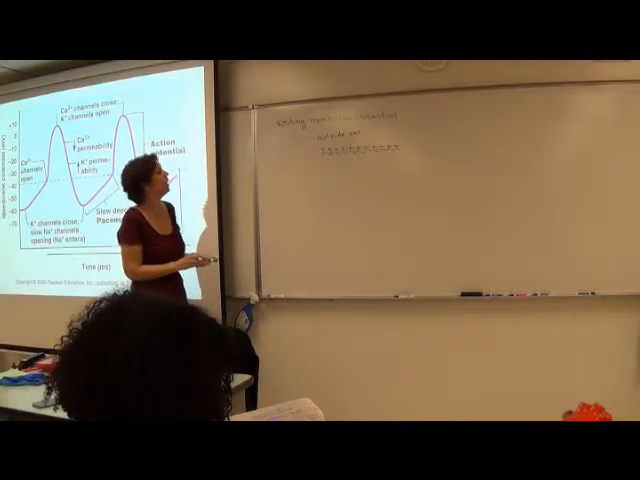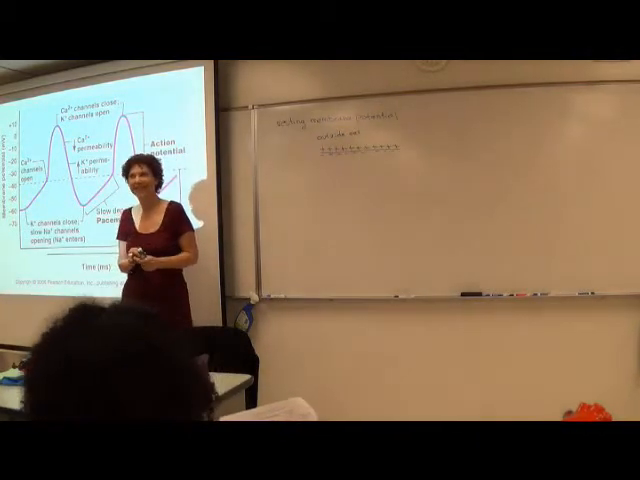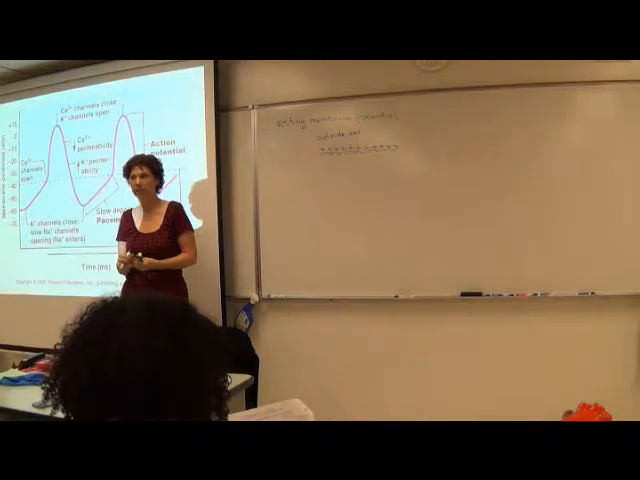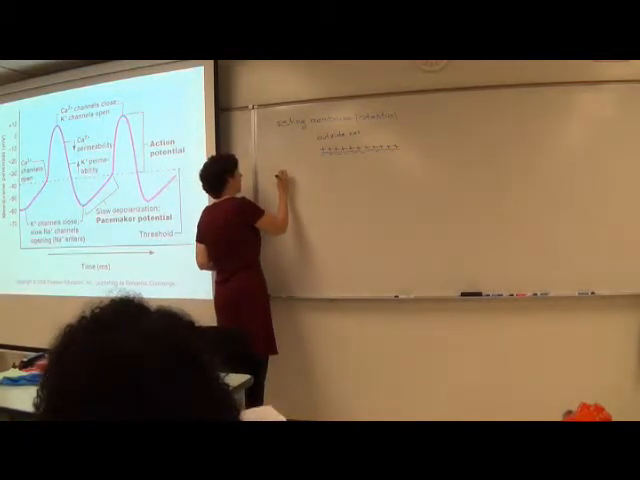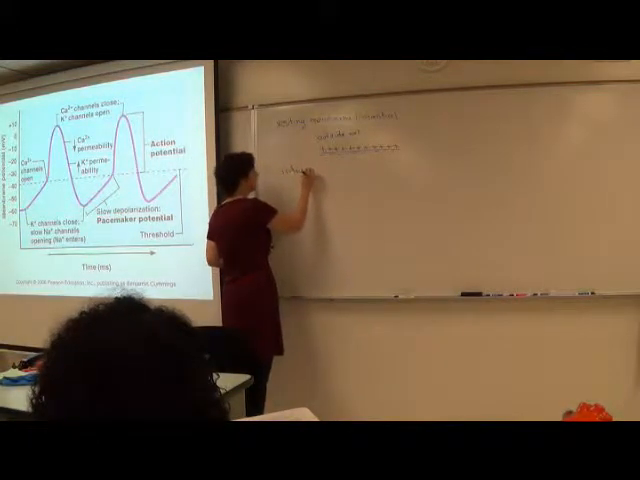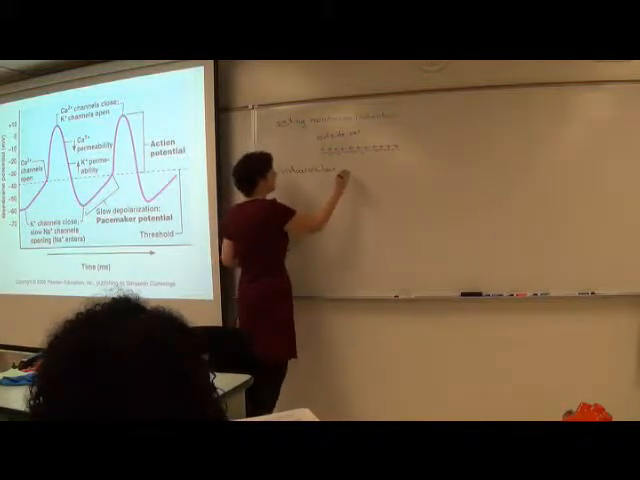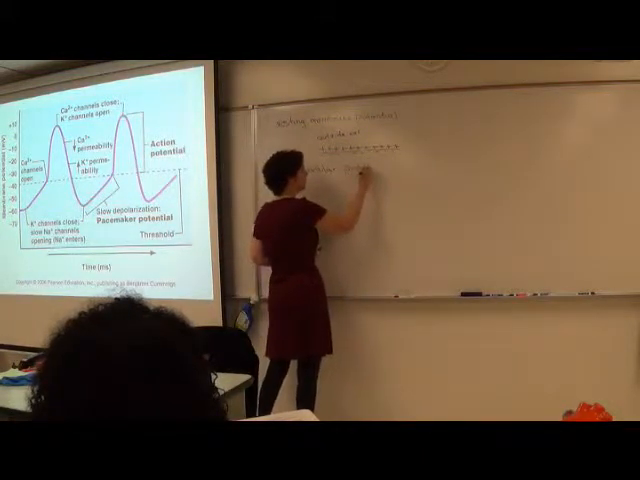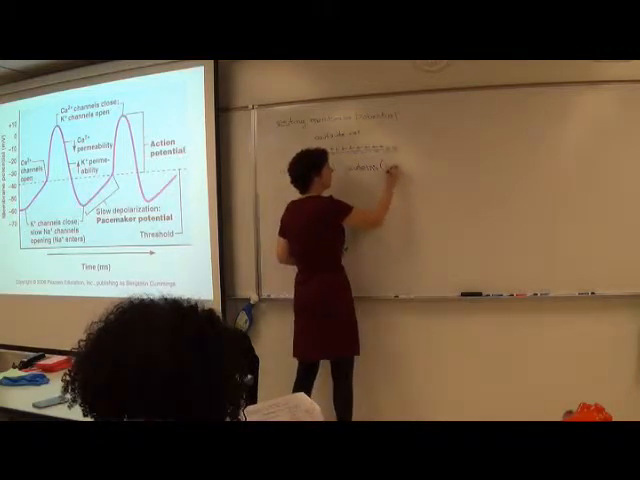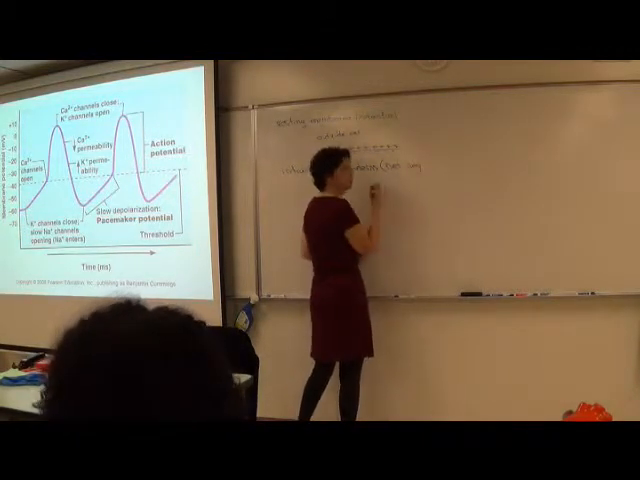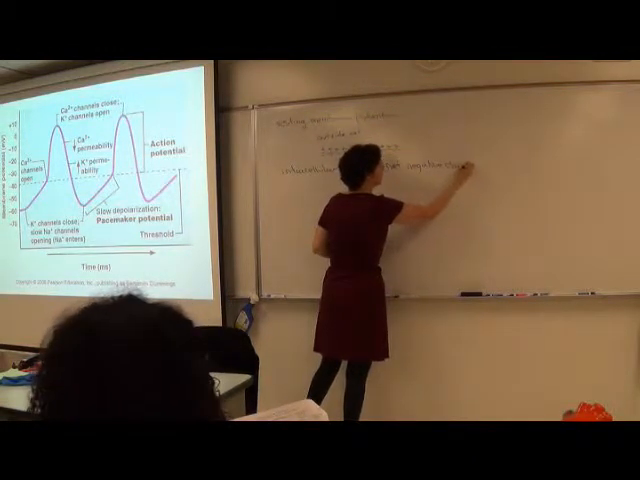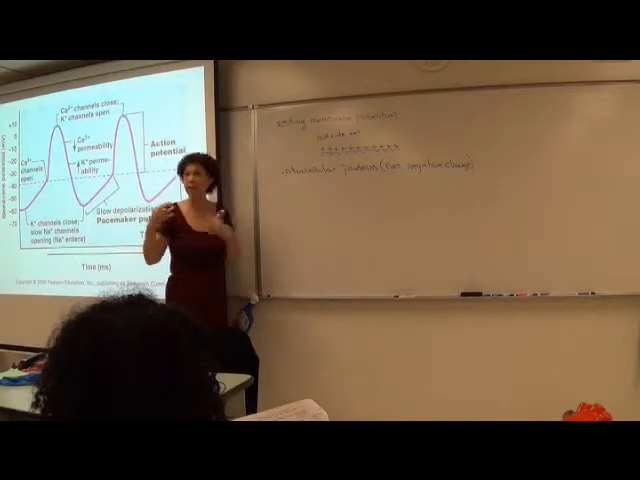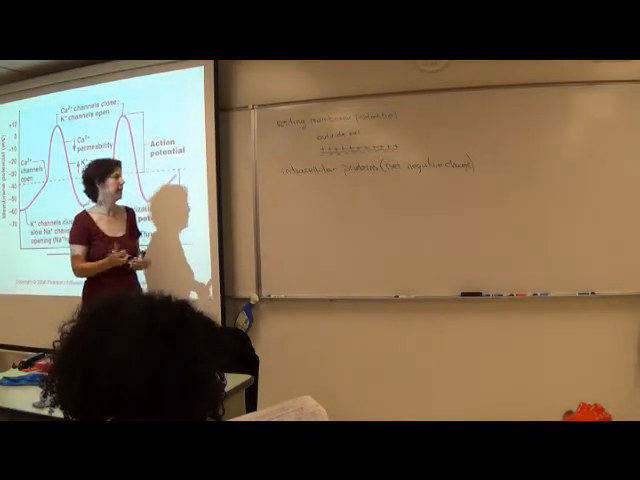There are three factors that create this resting membrane potential. Anybody remember what they are? Three factors at work. All right, so inside the cell, there are intracellular proteins which have a net negative charge. Proteins are too large to leave the membrane, so these negative charges are trapped within the cell.